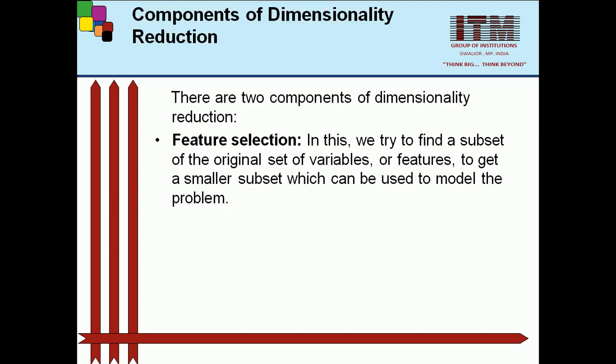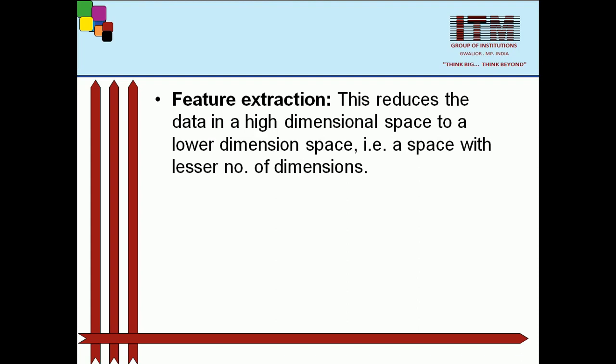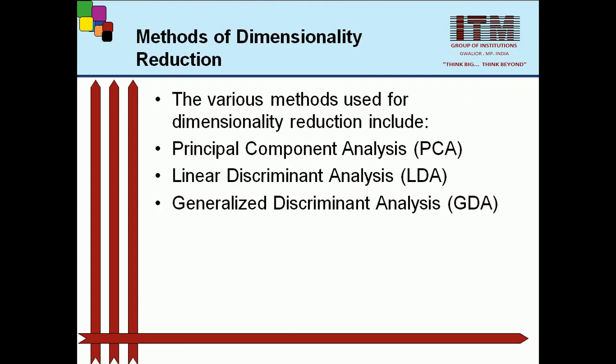In feature selection, basically they are trying to say that we find a subset of the original set of variables or features to get a smaller subset which can be used to model the problem. The original set of variables or features is taken, and out of those, the important features are selected and reduced to a smaller subset. And what is feature extraction? It reduces the data in a high dimensional space to a lower dimensional space, that is, a space with a lesser number of dimensions. So, this is feature extraction.